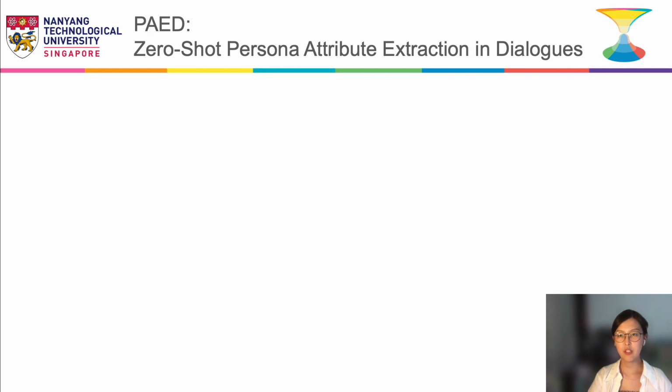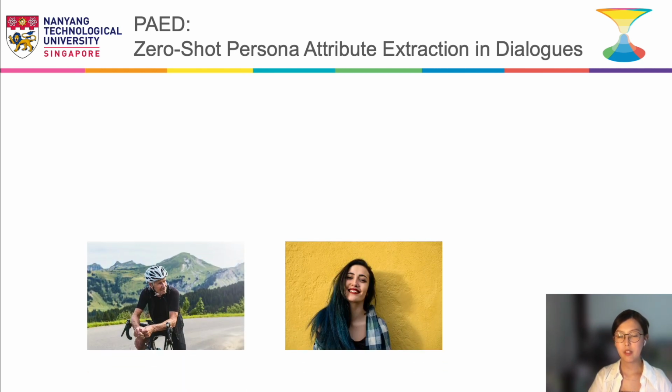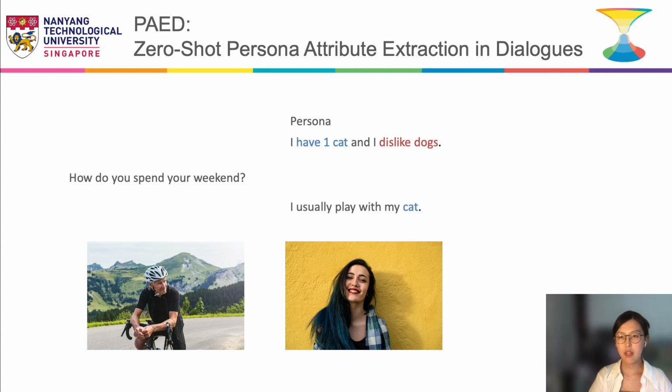Here's a conversation snippet. The girl has a persona: I have one cat, and I dislike dogs. As the man asks, how do you spend your weekend? The girl may say, I usually play with my cat. Then the persona attribute extractor is trained to extract the triplet: I, have pet, cat.